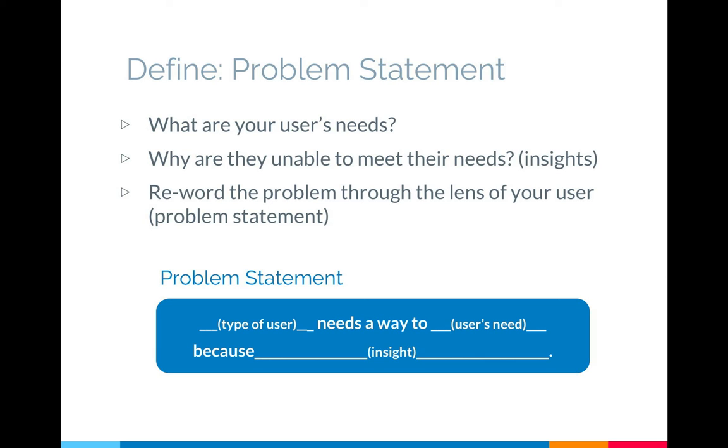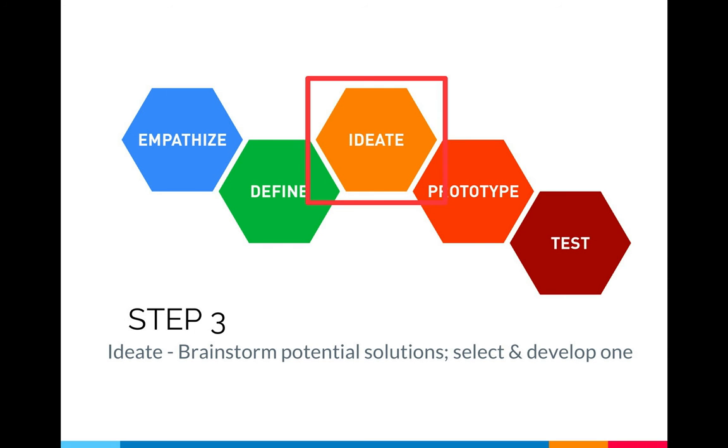Welcome back. How did it go? I hope you were able to come up with a problem statement from the point of view of the learner that makes sense and that will help you come up with an effective solution. Now let's move into step 3, which is the ideate phase. In the ideation phase, you're going to brainstorm potential solutions and then select one and develop that one.